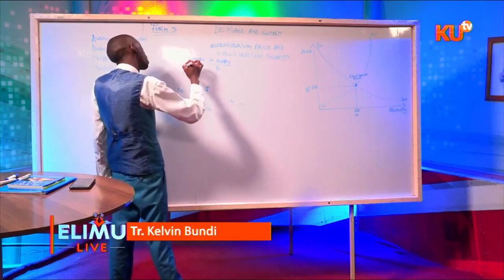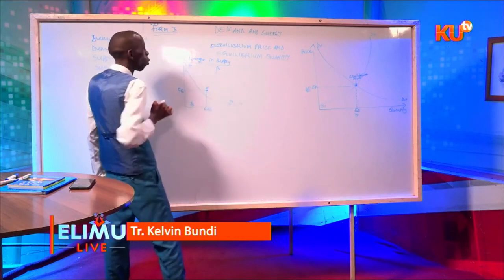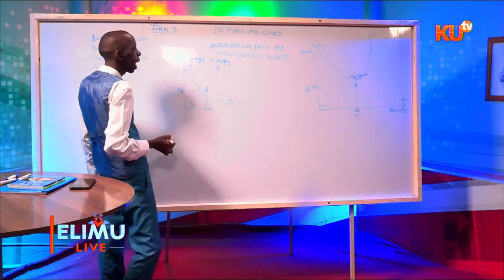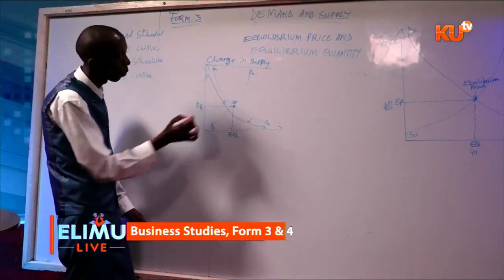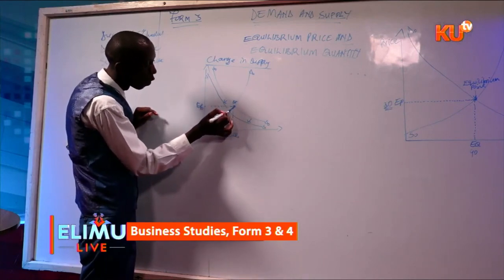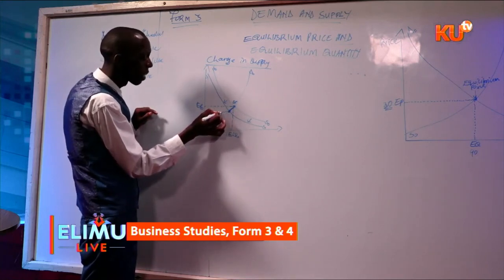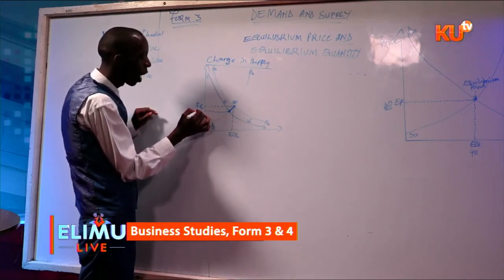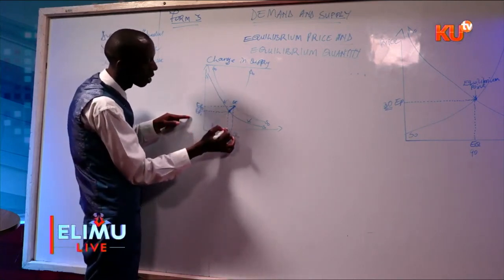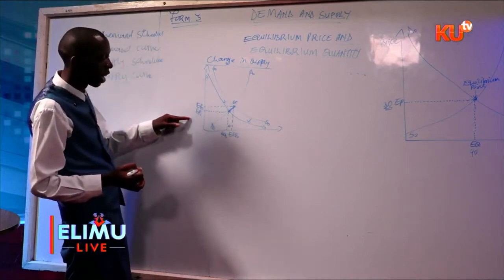Now, if the supply curve shifts to the left, which means a decrease in supply, let us see what will happen to the equilibrium point. The equilibrium point moves downward to the left, which makes the equilibrium price move downwards, a decrease in price, and the equilibrium quantity moves to the left, which is a decrease in quantity.